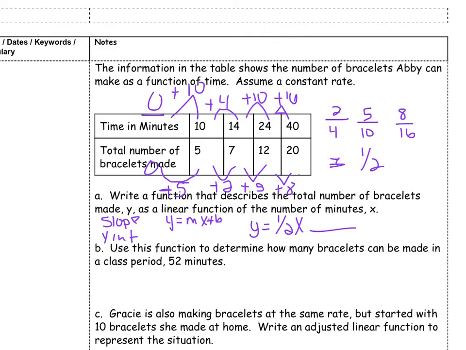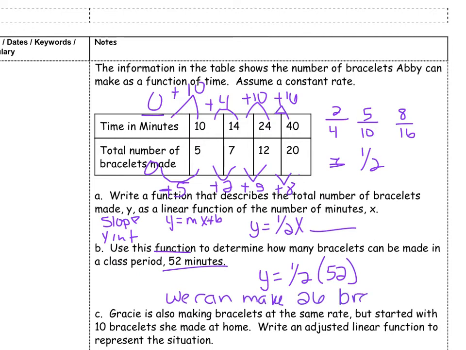So now we're going to use that equation or the function to determine how many bracelets can be made in a class period, 52 minutes. So y equals 1/2 times 52. So we can make 26 bracelets.